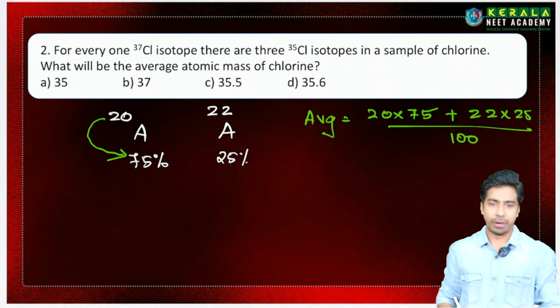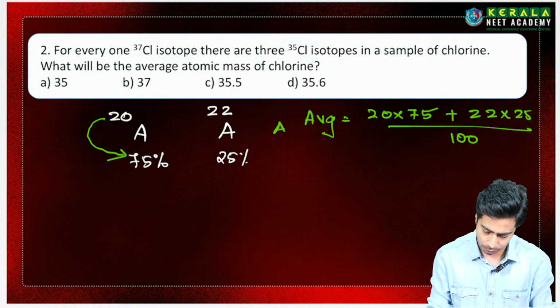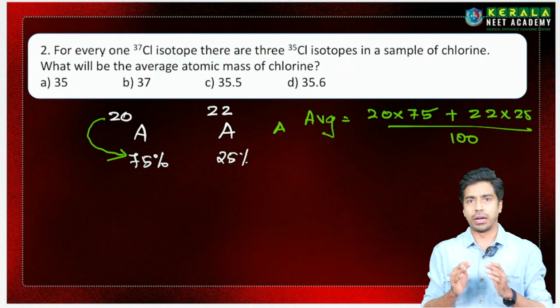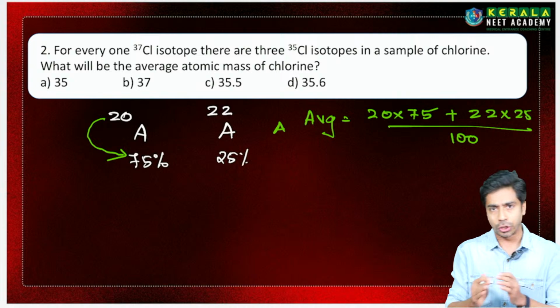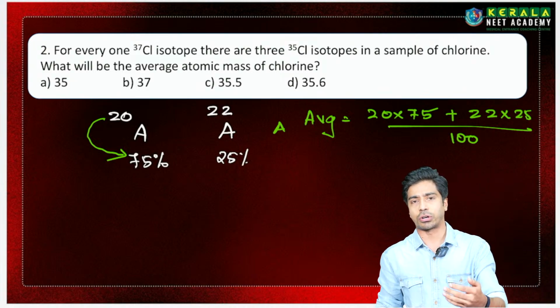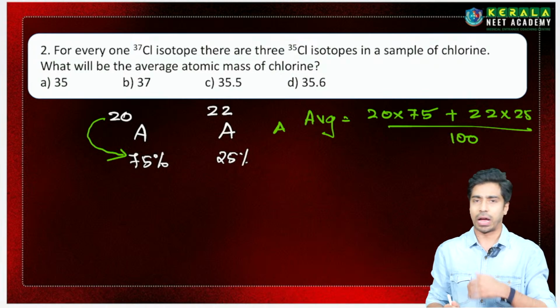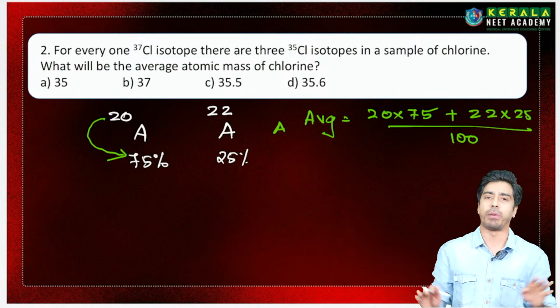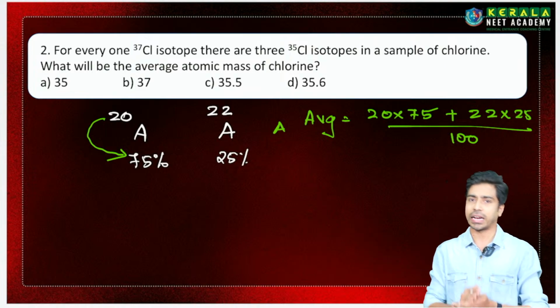If you have a third isotope with some other atomic mass, you can do the same. It will be the atomic mass of the first isotope into its percentage, plus the atomic mass of the second isotope into its percentage, and if you have a third one, the atomic mass of the third one into its percentage, the whole divided by 100. So this will be the calculation.